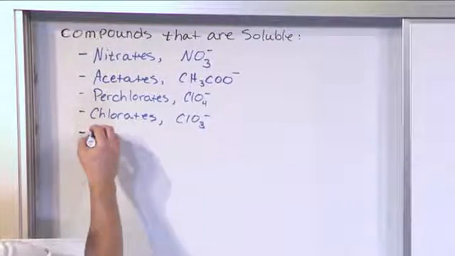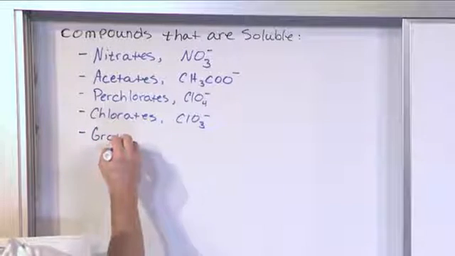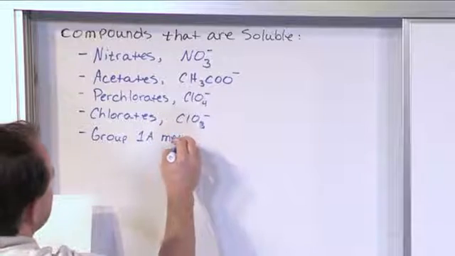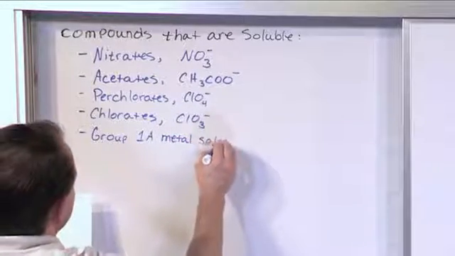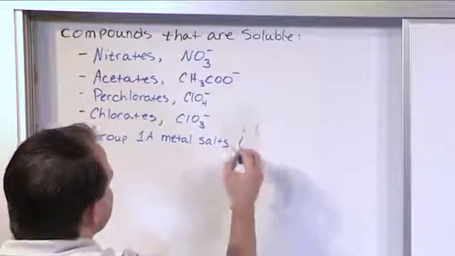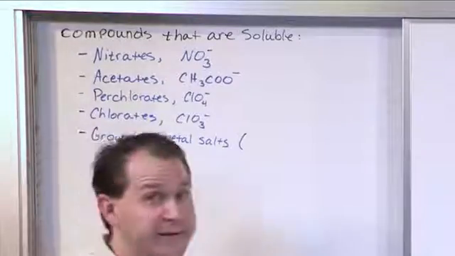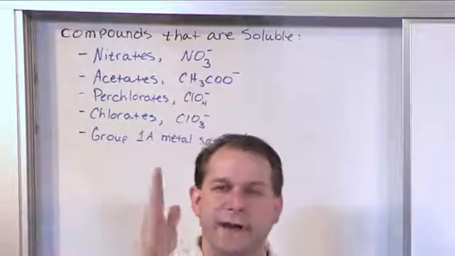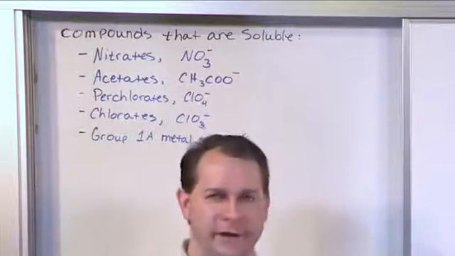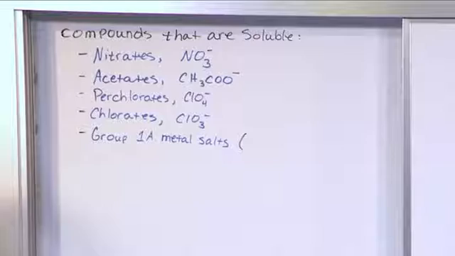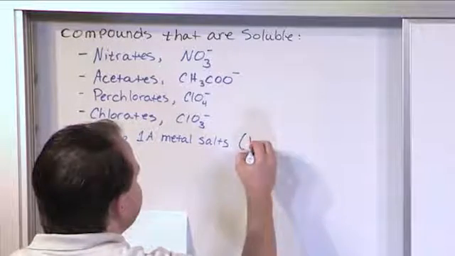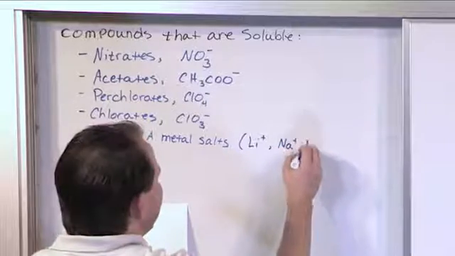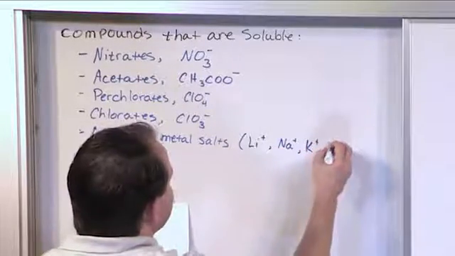You'll see what I mean in a minute. Group 1A metal salts. And what I mean by that is, if you look in the periodic table, we talked about the periodic table a long time ago and how it's organized. On the left-hand side of the table, you've got that first column there. That first column is what we call group 1A. Those are things with lithium in there, sodium in there, potassium in there. You just look at that column.